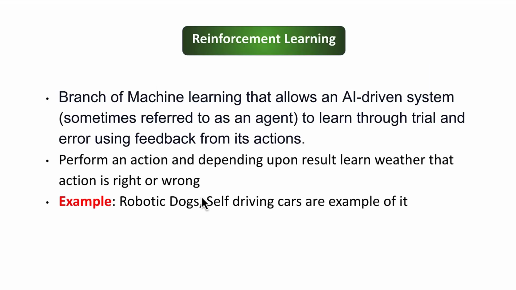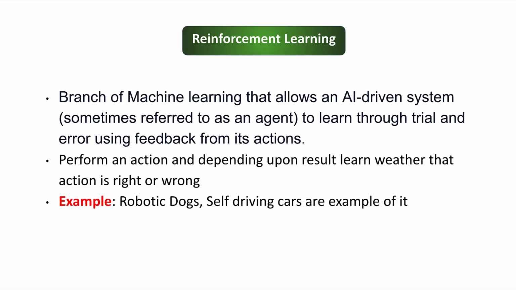And now let's look at the third type of machine learning, which is reinforcement learning. It is a branch of machine learning that allows an AI-driven system or an AI agent to learn through trial and error using feedback from its actions. So what is the meaning of this long statement? It means that inside reinforcement learning, our AI model or agent performs a few actions and then based upon the result, our model or agent learns whether that action is right or wrong. Examples of reinforcement learning are robotic dogs, self-driving cars and so on.